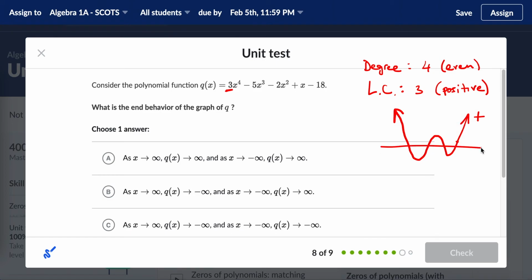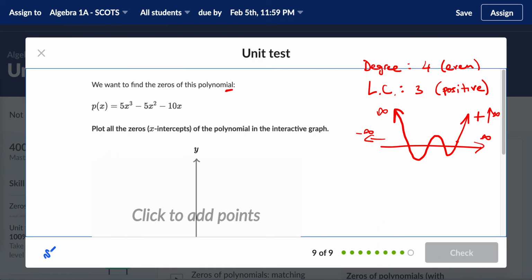We can see as x approaches infinity, y also approaches infinity, and as x approaches negative infinity, y approaches infinity. So q of x approaches infinity no matter what. Okay, so q of x approaches infinity, q of x approaches infinity. This here is our option right there. Okay, let's move on to the last question.